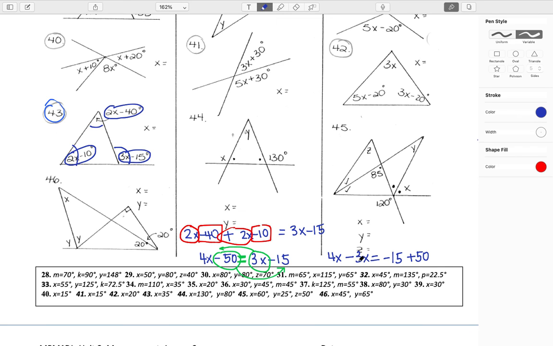Okay, so then let's simplify. 4 minus 3 is going to give me 1x. So I don't write 1. 1 is invisible. And then negative 15 plus 50 is going to give me 35. So therefore, x is equal to 35 degrees. So you must set up an equation every time you are given a variable like this, x.